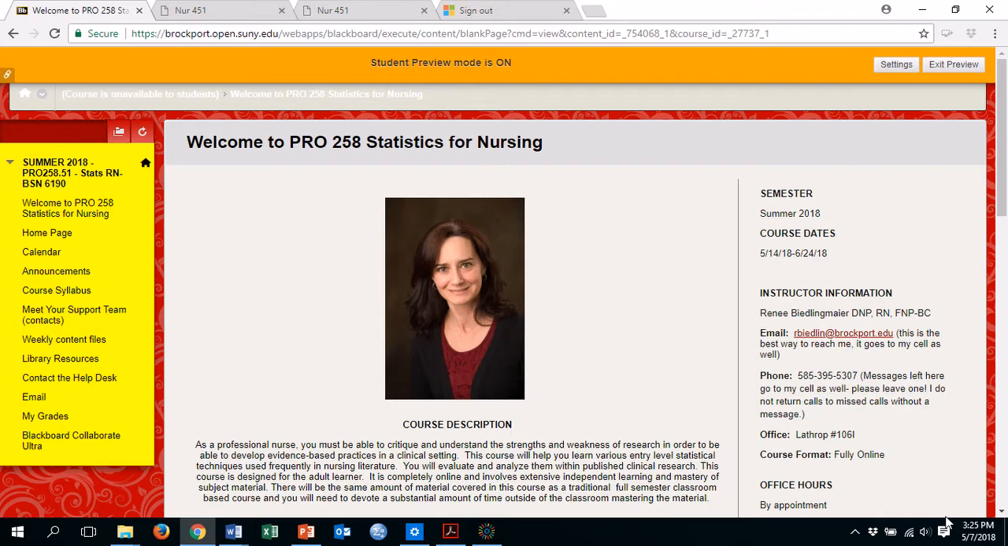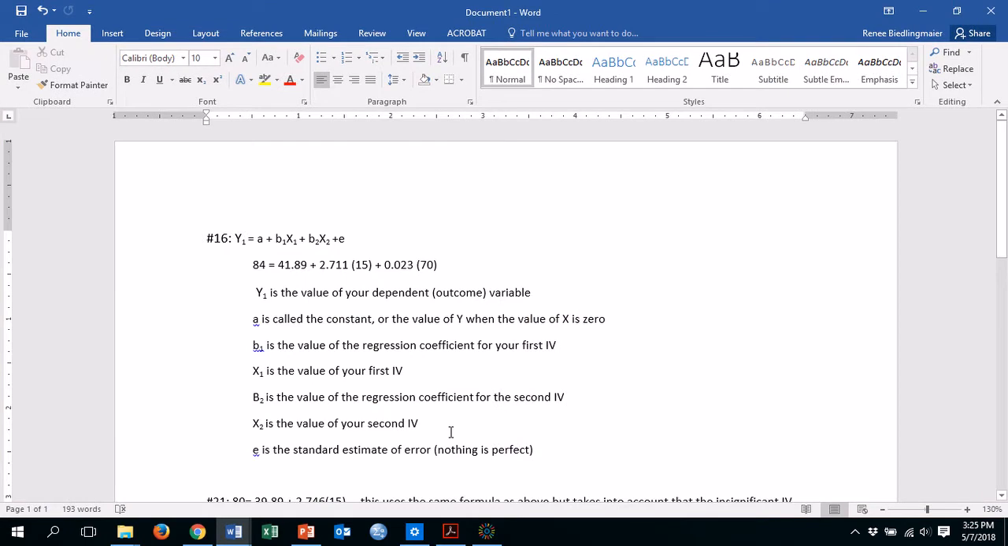Now, number 16, I'm going to pull up a Word document for you. Right here, number 16. You can pause the video and look at this for a minute if you want to, but I put your whole regression equation there, and then I reminded you from the text what these things mean. The only thing we're not going to pay attention to while we're doing this calculation is the standard estimate of the error, because nothing is perfect, so there is error involved in the equation, and they do account for that, but for what we need for this class, we are not going to account for that. So I encourage you to write that formula down and label the parts.